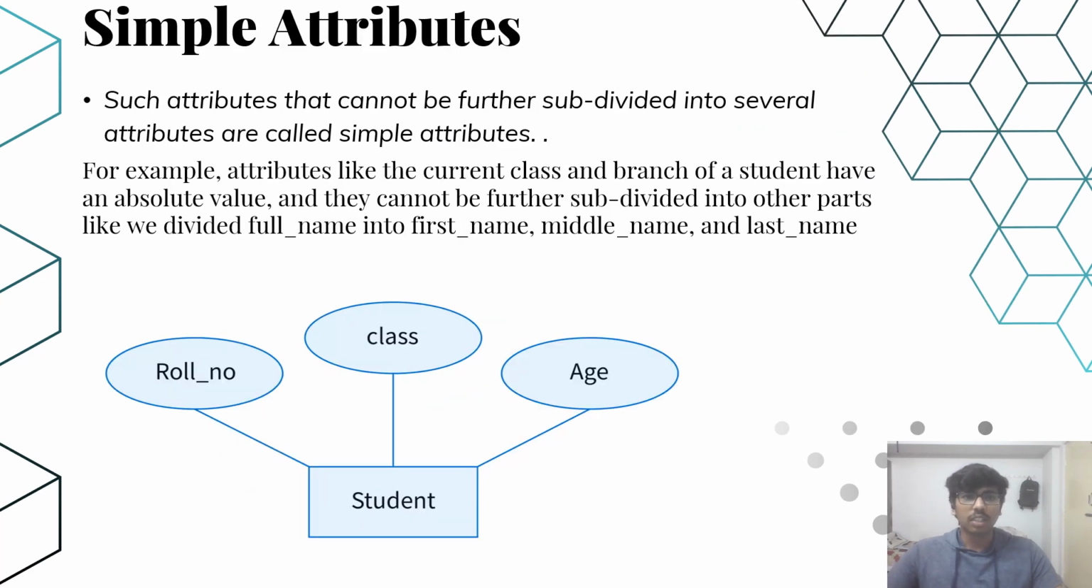Simple attributes. Such attributes that cannot be further subdivided into several attributes are called simple attributes. For example, attributes like current class and branch of a student have an absolute value. They cannot be further subdivided into other parts, like we divided full name into first name, middle name, and last name.